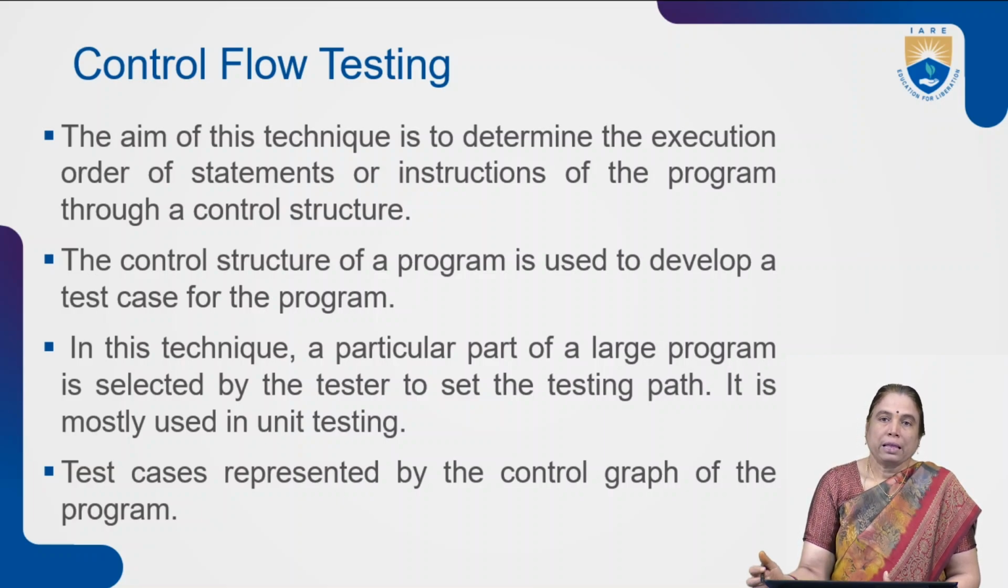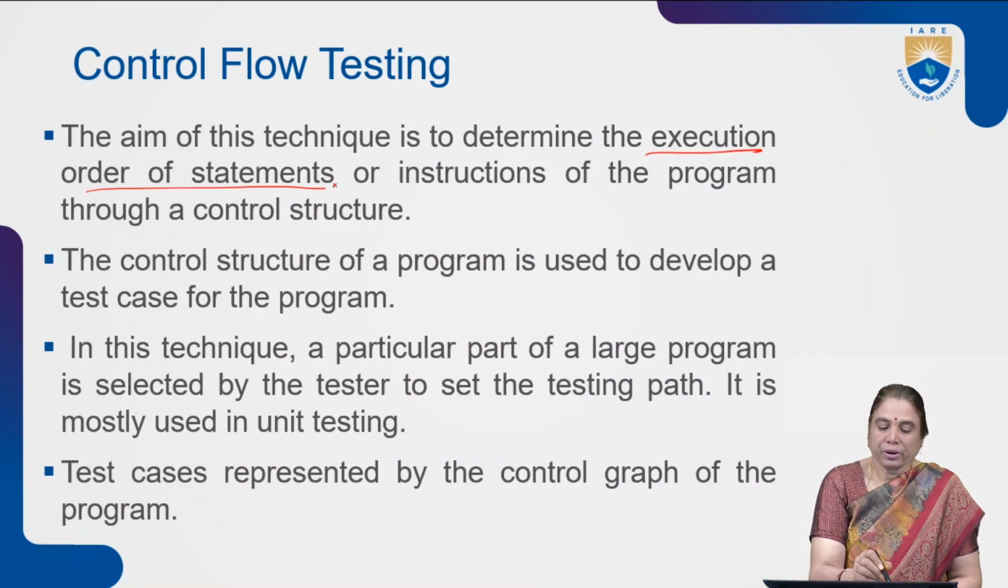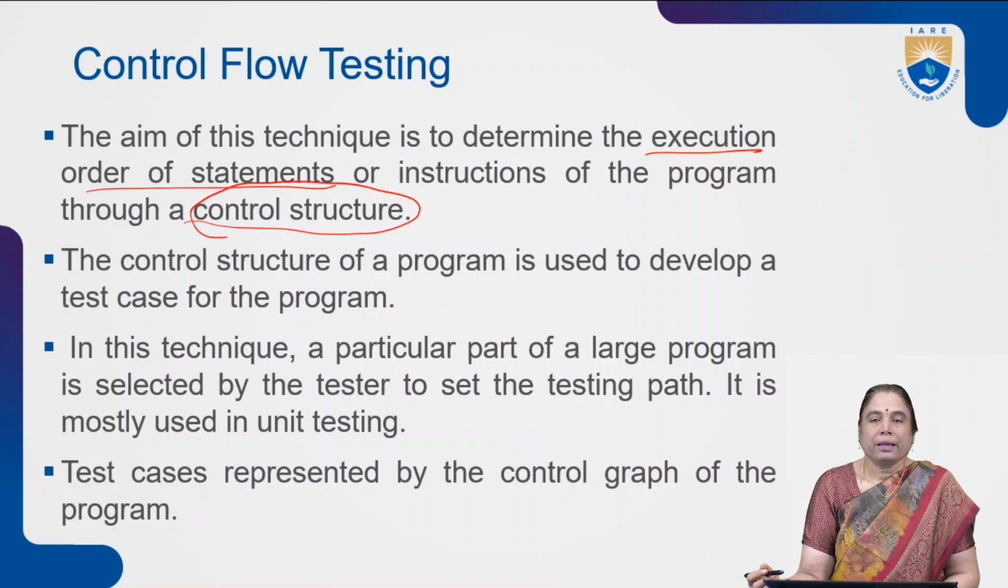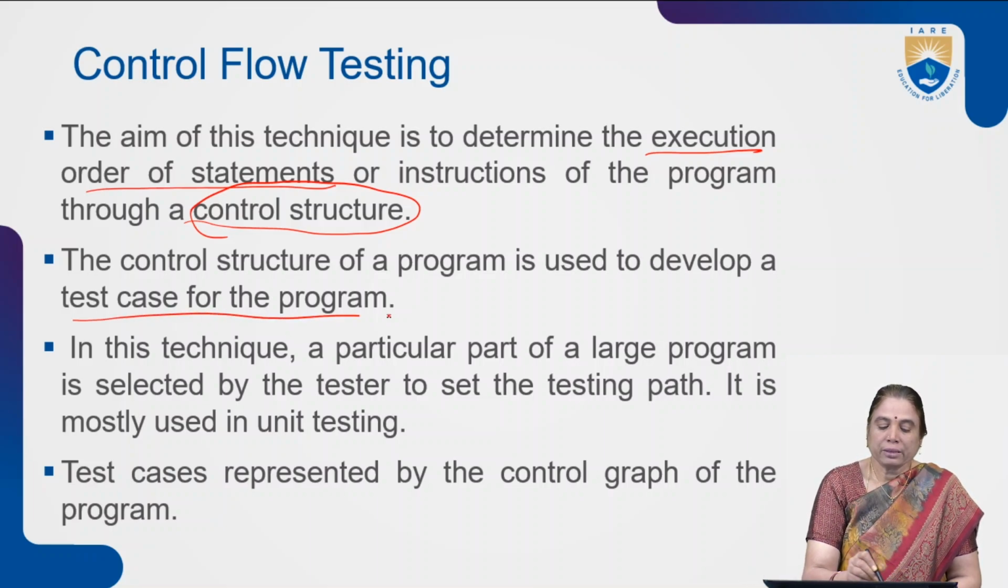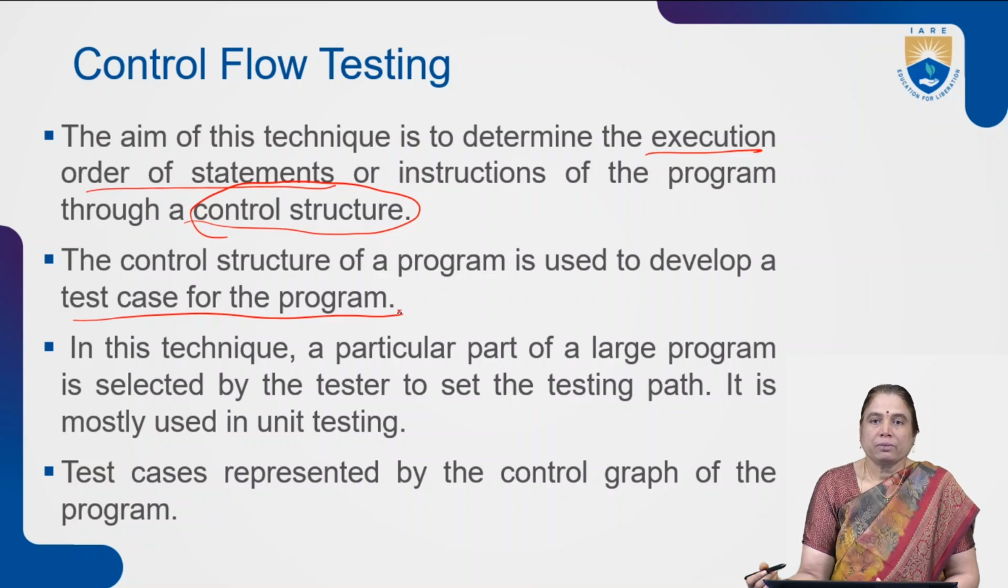flow testing. The aim of this testing is to determine the execution order of the statements or instructions of the program through the control structures. So control structures like conditional control structures, looping control structures, and branching control structures are concentrated on in the case of control flow testing. Control structures of the program are used to develop the test cases for the program. So test case design is majorly concentrated on the control structures used in the program.